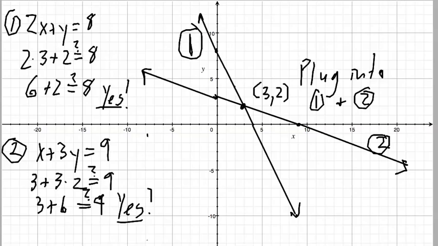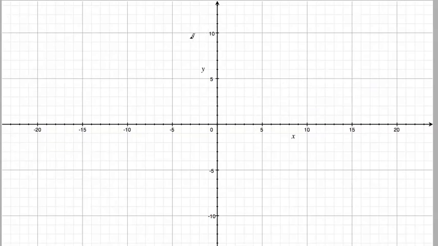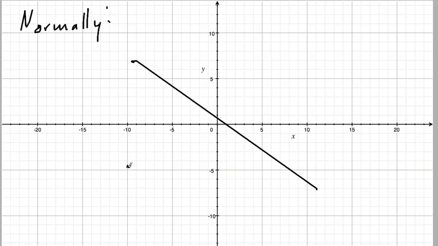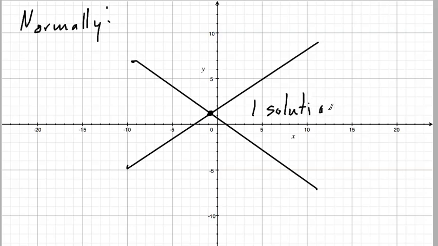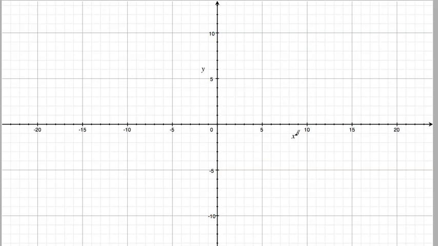I would, however, like to make a note about graphing, what graphs of lines can tell us about the number of solutions. Generally, we will expect to see this: a line that looks like this, and a line that looks like this. So we will have exactly one point of intersection, so there will be one solution. That's a possibility.